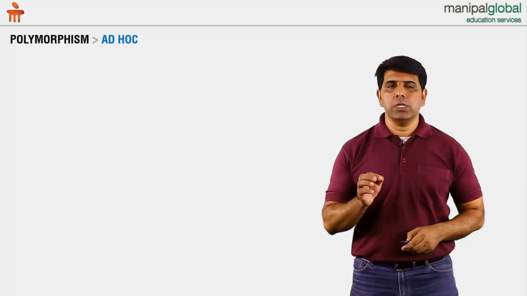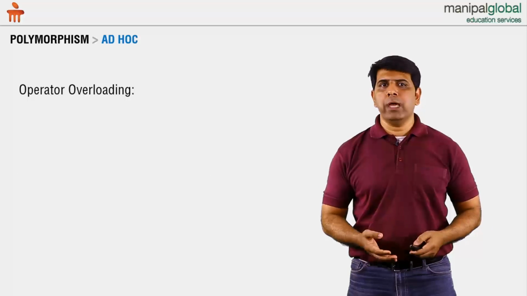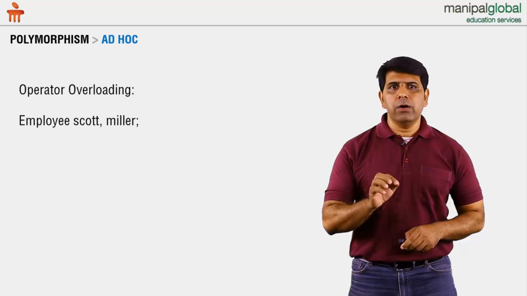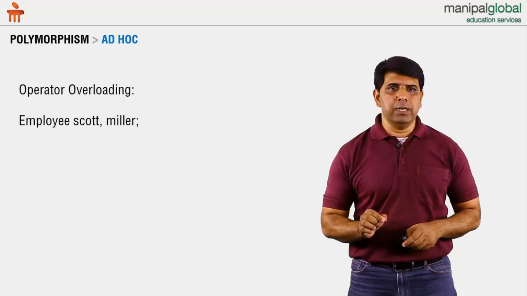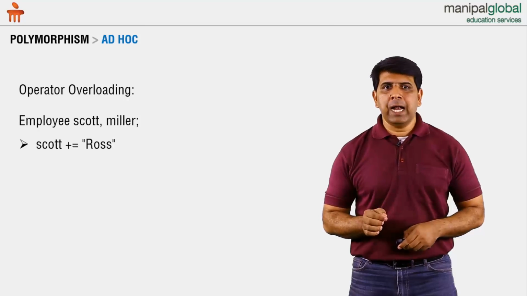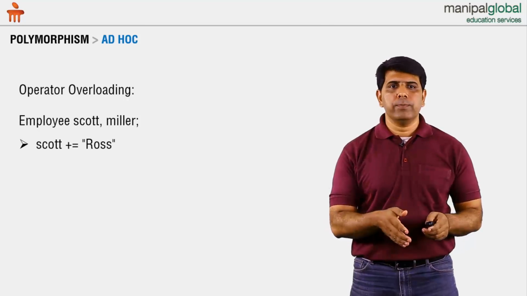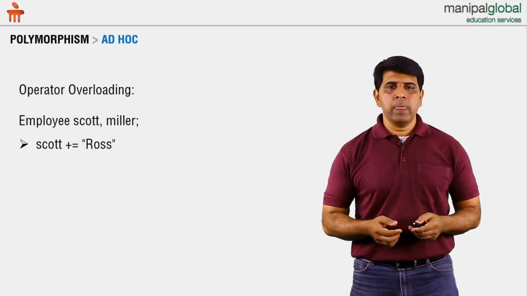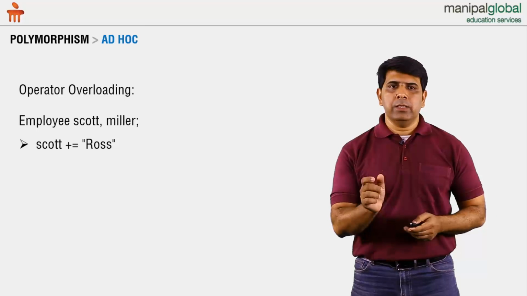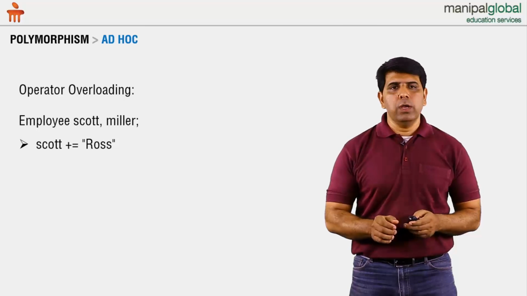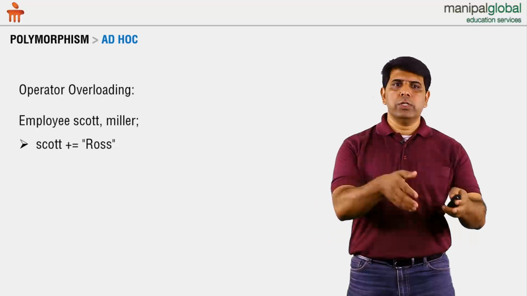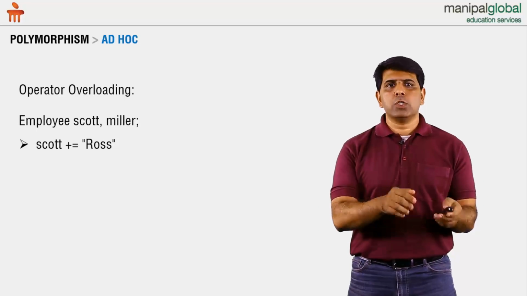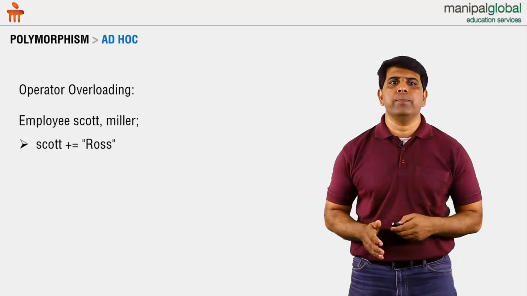Now some languages allow you to redefine the behavior of an operator, and that is called operator overloading. Think of 2 employees, Scott and Miller, and I'm going to add Ross to Scott. This time it's not a number, so I can't really add. So I can define the meaning of plus equals as adding Ross to the name of the person called Scott. Which means Scott's name will eventually be Ross Scott.